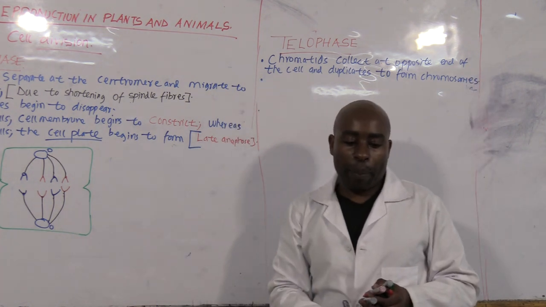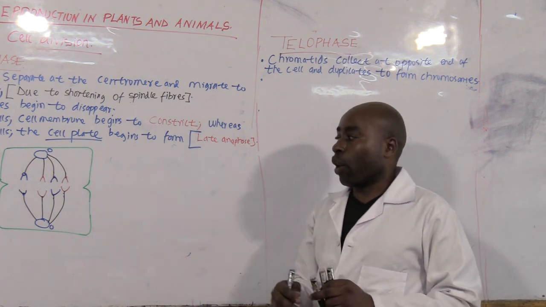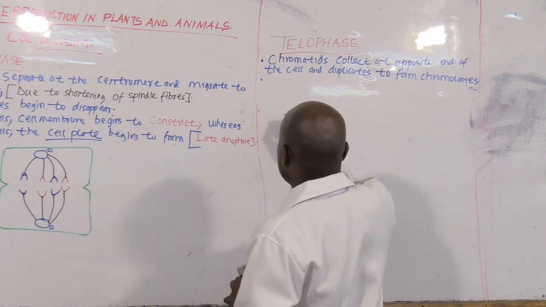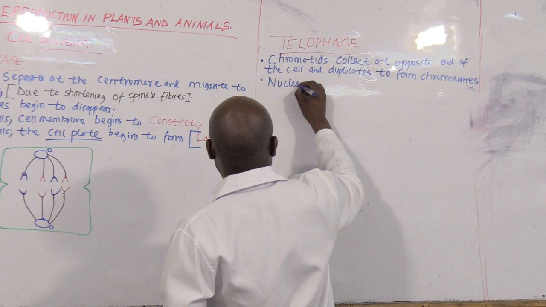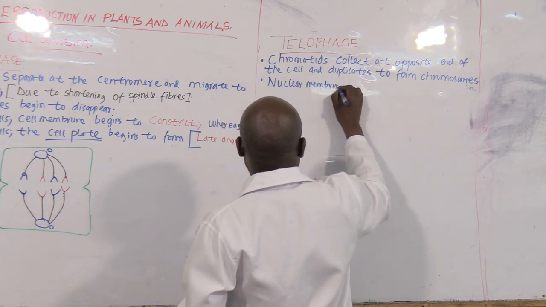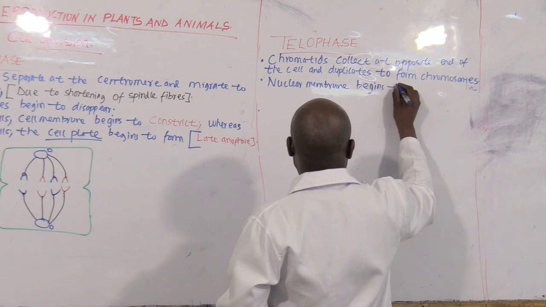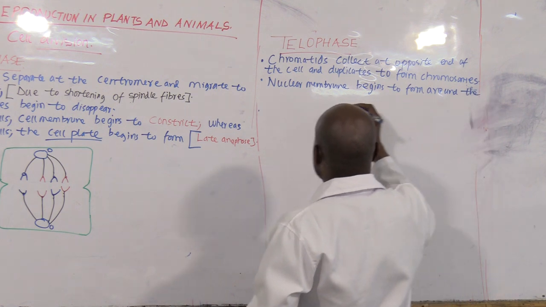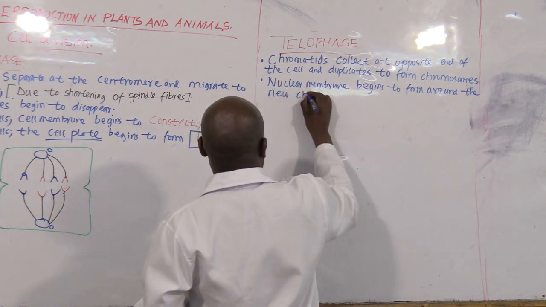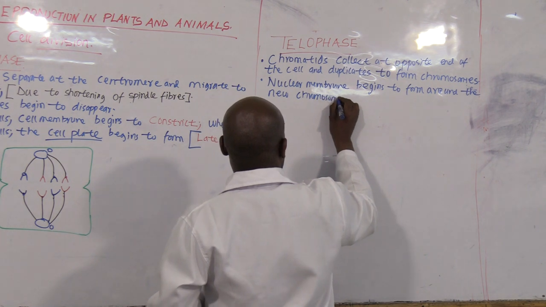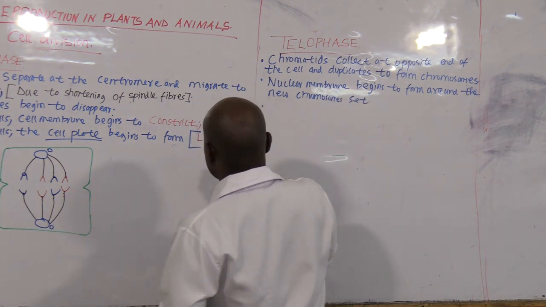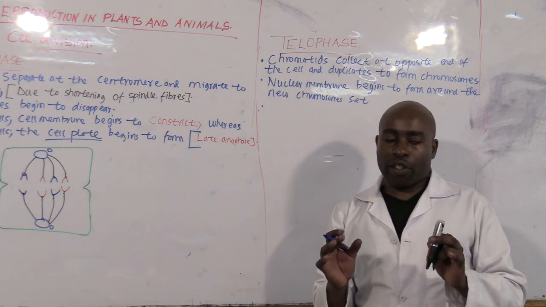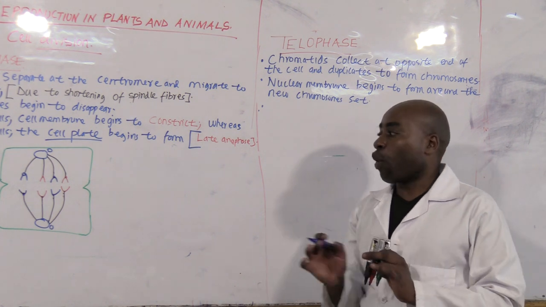Number two, what will happen? Remember, the nuclear membrane had already been lost. So the nuclear membrane begins to form around the new set of chromosomes. That is very important. Then, towards the end of this stage, that is telophase, the cytoplasm divides completely.